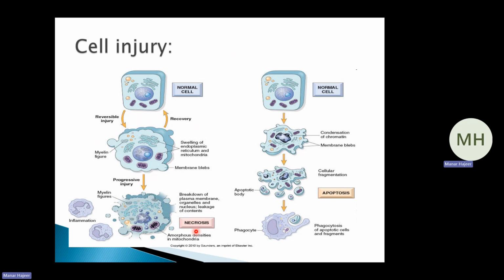The nucleus starts to disappear, and the cellular content, the enzymes inside the cell, will leak to the outside, and we will have an inflammatory reaction in which inflammatory cells, mainly the neutrophils, will come to engulf these dead cells to remove them. So we'll have at the end an inflammatory response. This is in relation to necrosis, which is one type of cell death.